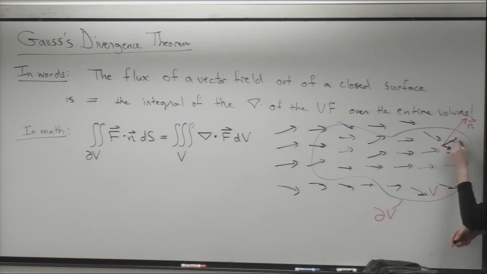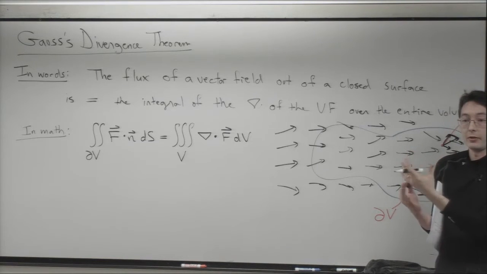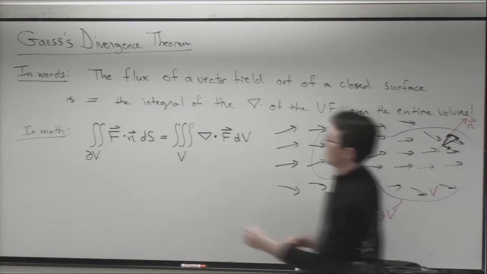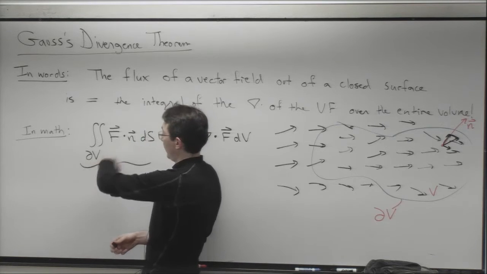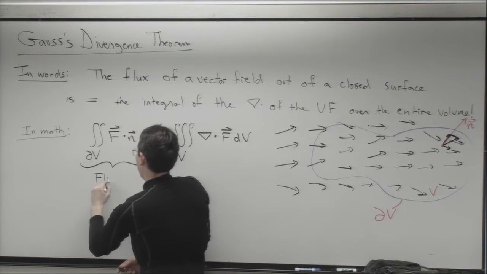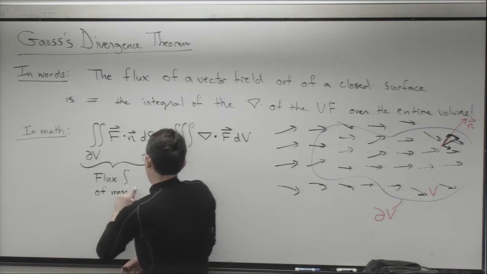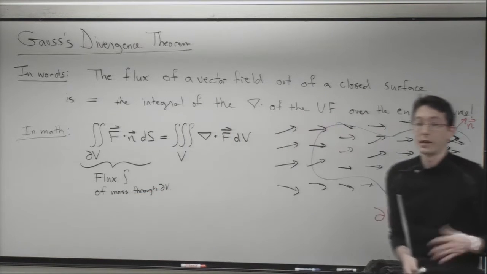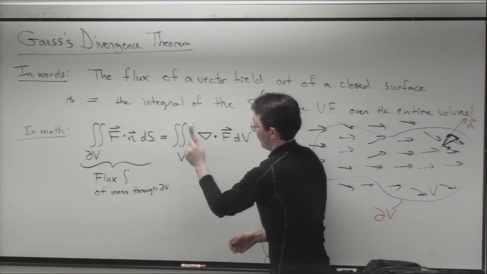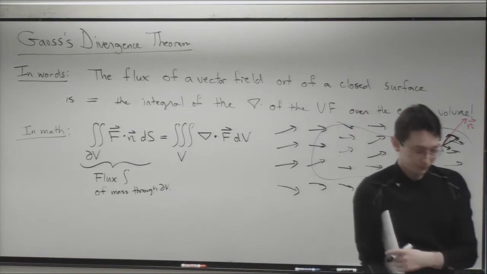But if my vector field is pointing partially outward, then when I take the dot product of f with my normal vector, some portion of that vector field is carrying particles out or taking particles into this volume. So this integral of my vector field dotted with the normal, integrated over my entire boundary, is the flux integral, or flux of mass through ∂V. And Gauss's theorem says that this always equals the volume integral of the divergence of f.